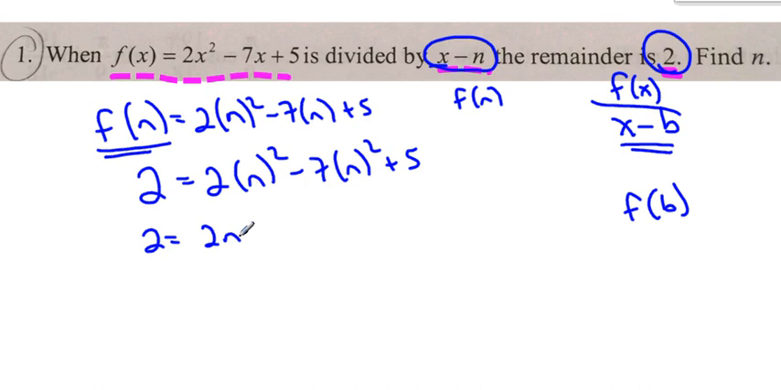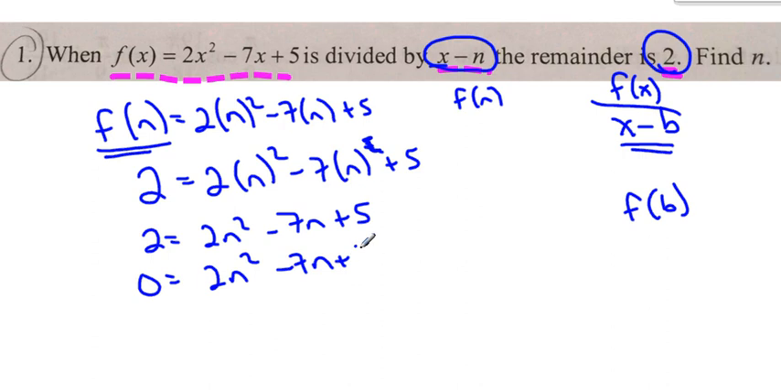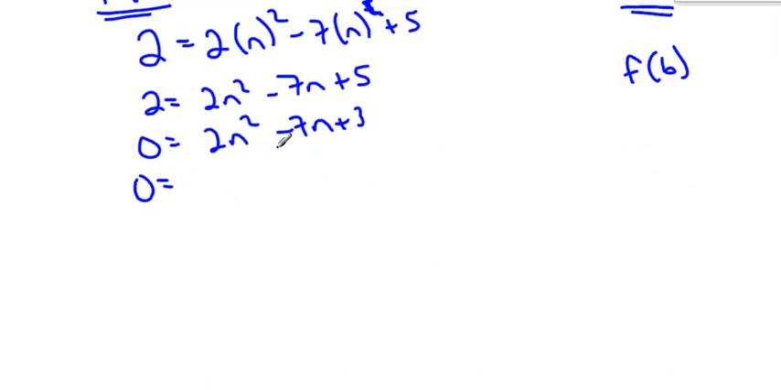So I have 2n squared. Oops, I put an extra squared there, my bad. Hopefully you caught that. Make it equal to 0, so I can try factoring or using the quadratic equation. So plus 3. So I just need to factor. However you like to factor, go for it. I'm going to use good old-fashioned decomposition.